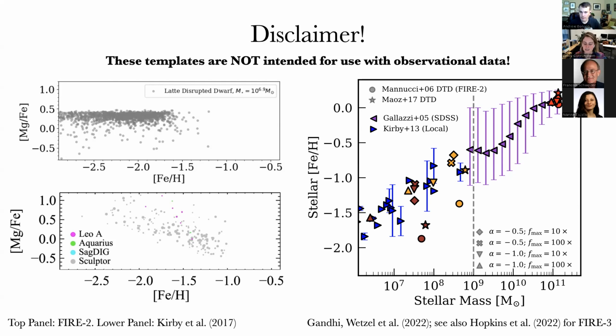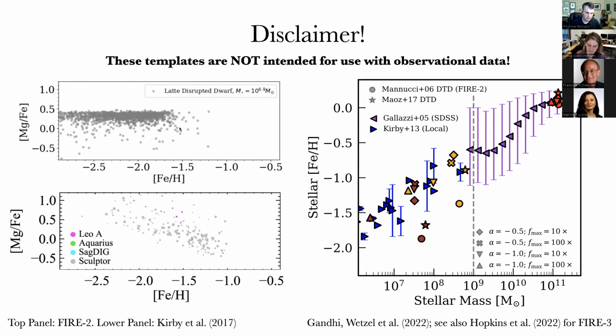Another reason is that particles are initialized with a metallicity floor. And so what that means is there's a maximum alpha abundance for a fixed iron abundance. And so that's what gives rise to these ridges in the simulated distributions that we don't see in the data. But this is changed in FIRE-3. So stay tuned for how these look in FIRE-3, because they're making a lot of improvements on these efforts on the simulation side. But the disclaimer is that these templates are not intended for use with the data.